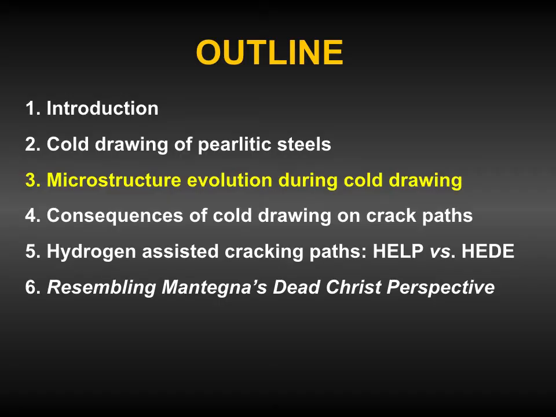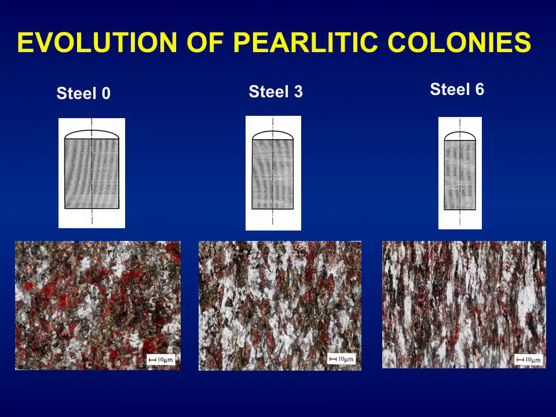Third part of the presentation, here we can see the outline, microstructure evolution during cold drawing. This pearlitic steel has 2 microstructural levels. The first microstructural level is the pearlitic colony. Here we can see the evolution of pearlitic colonies with cold drawing. In this slide, the horizontal side is the radial direction and the vertical side of the micrographs corresponds to the axial direction or y-axis or cold drawing direction.